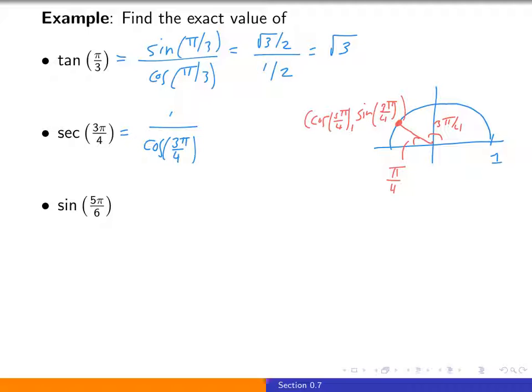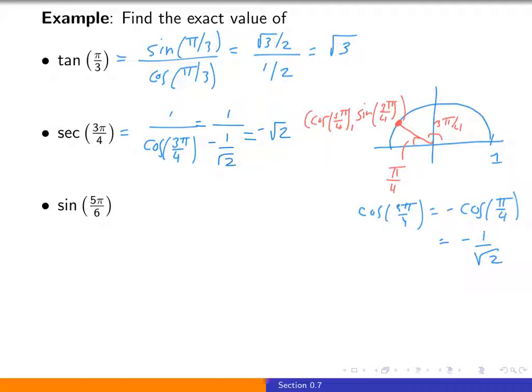And by symmetry of the unit circle and thinking about this reference angle, the pi over 4, what we have is that cosine of 3 pi over 4 is going to be negative, and it's going to be the opposite of cosine of pi over 4. So minus 1 over square root 2. So back to the originally asked question, secant of 3 pi over 4 is 1 over cosine 3 pi over 4, which is 1 over minus 1 over root 2. And recall, dividing by a fraction is multiplying by its reciprocal. So minus root 2.